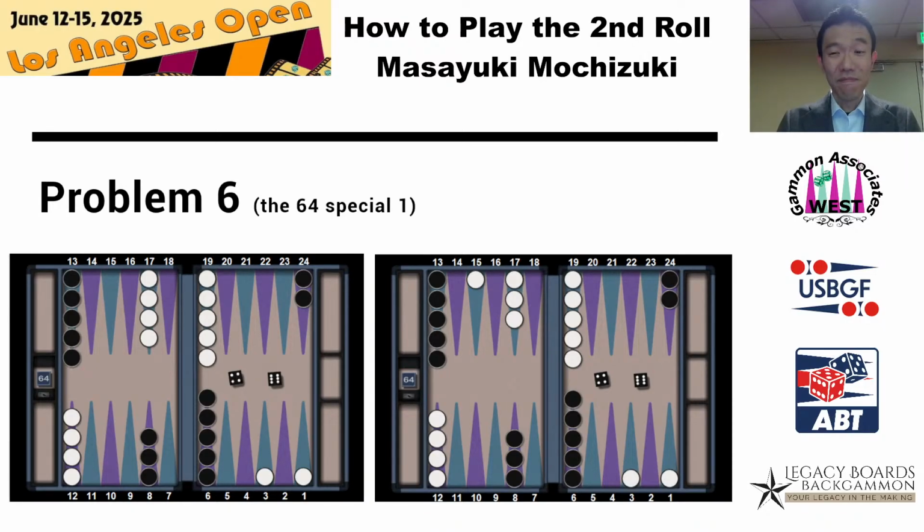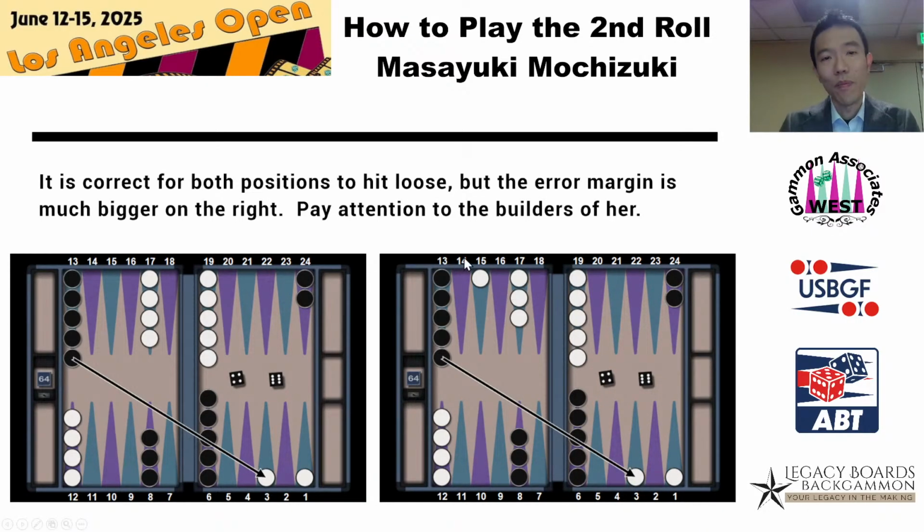I'm showing 2 examples here. One is when white started with 2-5, the other one is when white started with 2-3. And both of them are right to hit on the 3 point. However, one of them is clearly right to hit the 3 point. The other one is still right, but with a smaller margin. Which is clearly right? The left side. The right side, yes. The right side is clearly correct. It's correct for both positions to hit loose, but the error margin is much bigger on the right.